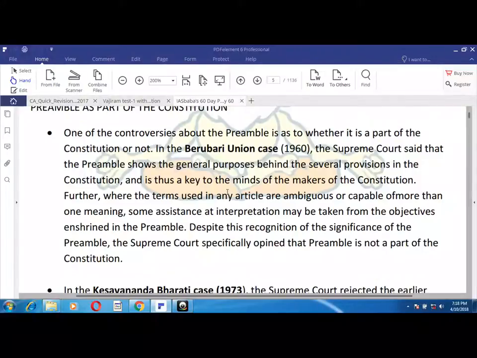In the Berubari Union case 1960, the Supreme Court said that the preamble shows the general purpose behind the several provisions in the Constitution, and it is thus a key to the minds of the makers of the Constitution. Further, where the terms used in any articles are ambiguous or capable of more than one meaning.